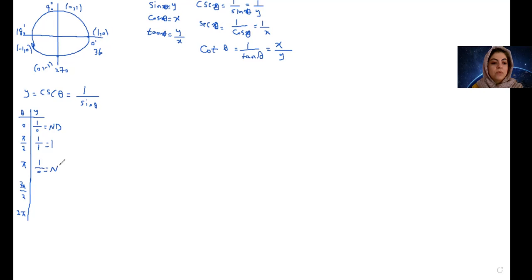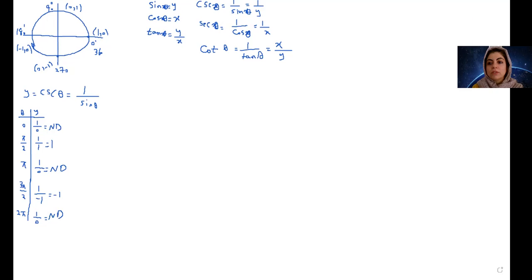Do it for 3 pi over 2. 3 pi over 2 is 1 over what? Negative 1, right? So it's equal to negative 1. For 2 pi, what is it? 1 over? 2 pi is 360. 0. Since the 0 is in denominator, it's not defined. Now I can graph that.